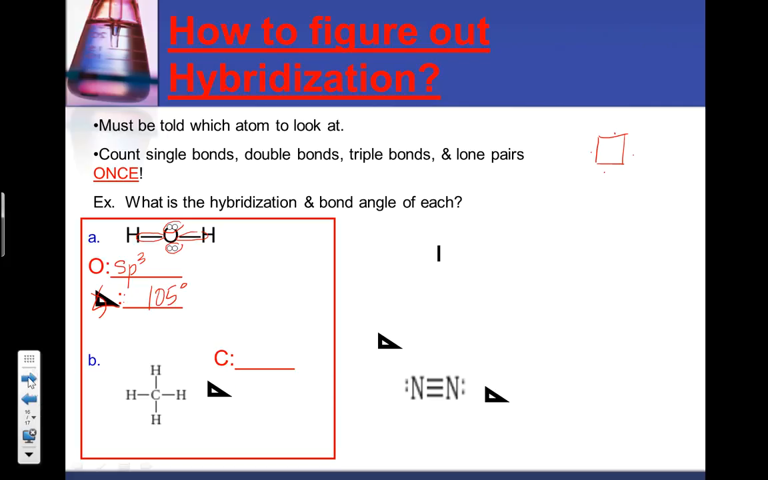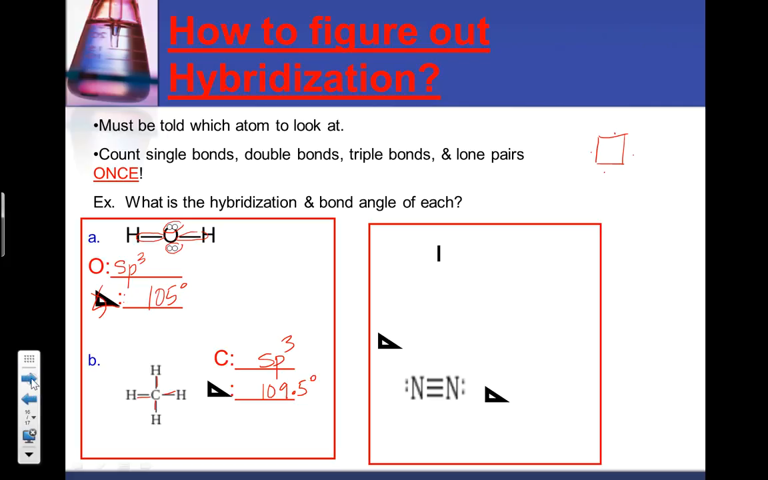All right, let's try the next one. Carbon. Look at the carbon. He has 1, 2, 3, 4 sides with something on it. Again, there's 1, 2, 3, 4 sides. So sp1, p2, p3. He's sp3 hybridized. And this is a tetrahedral molecule, so you would say the bond angle is 109.5 degrees. Again, your bond angles come from the VSEPR shapes.